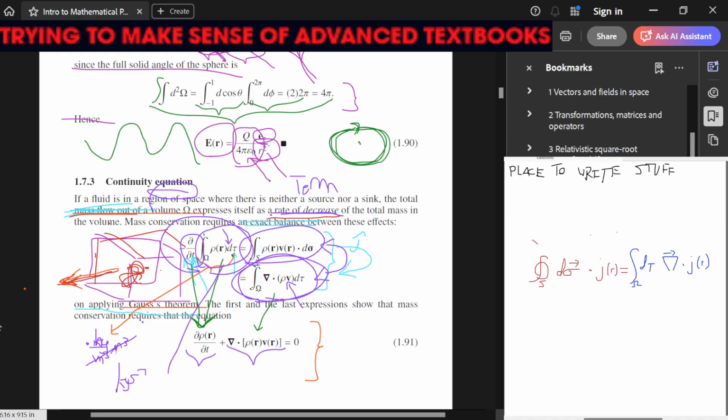Now all I need to do is make sense of why. Wow, I'm really running out of colors. I need to make sense of why it works as if these two are cancelled out.